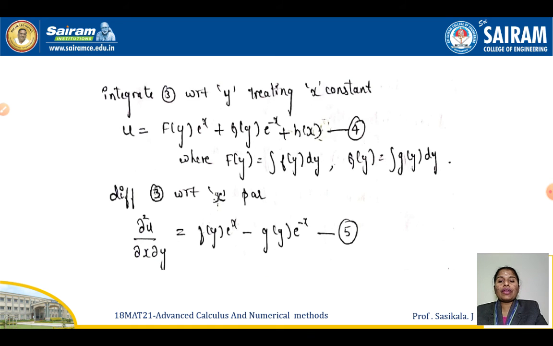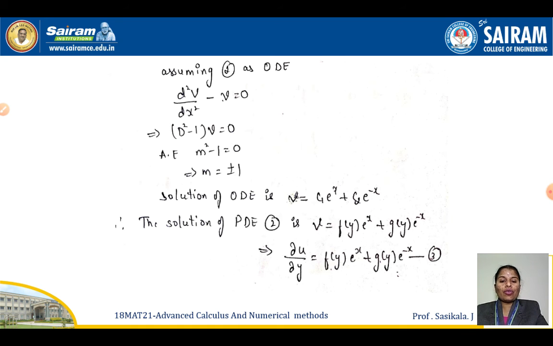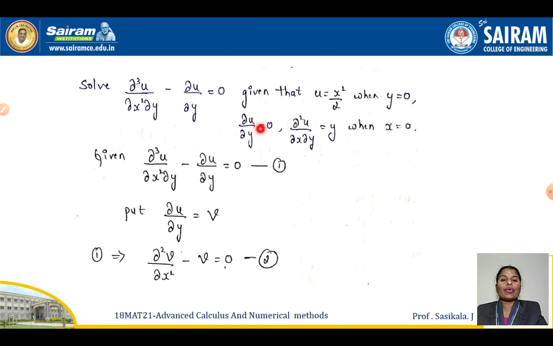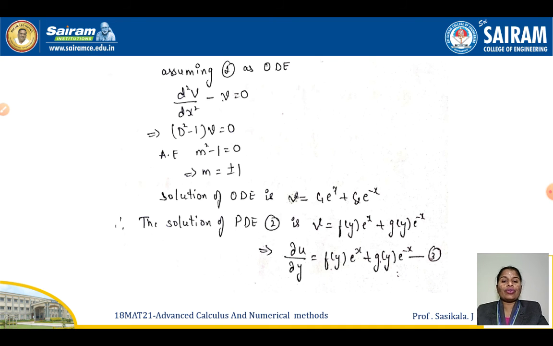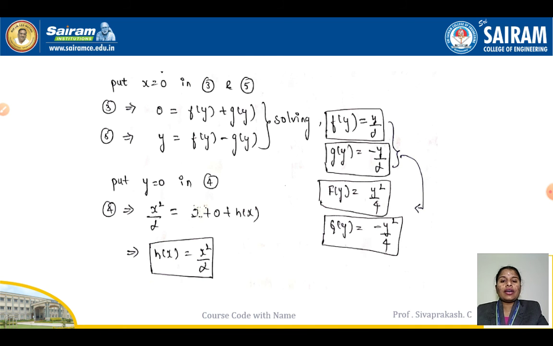Okay, so what will happen? What is equation number 3? Equation number 3 has dou u by dou y. As per the initial condition, dou u by dou y is equal to 0, and dou squared u by dou x dou y is equal to y when x is equal to 0. So substitute all three results in equation number 3 and 5. You will get 0 is equal to f of y plus g of y, and y is equal to f of y minus g of y. Solving by simultaneous equations, if you add, g of y gets cancelled and f of y will be y by 2. If you subtract, f of y gets cancelled and you get minus y by 2 for g of y.